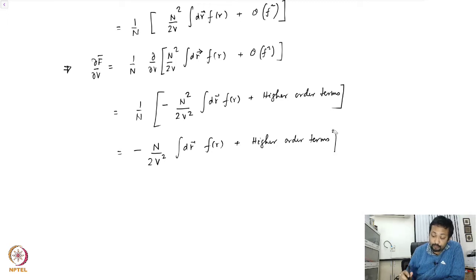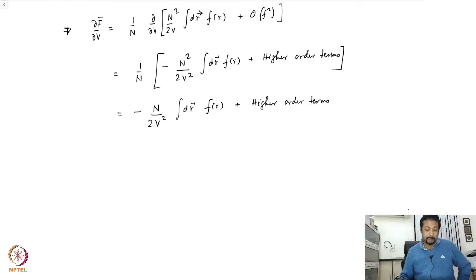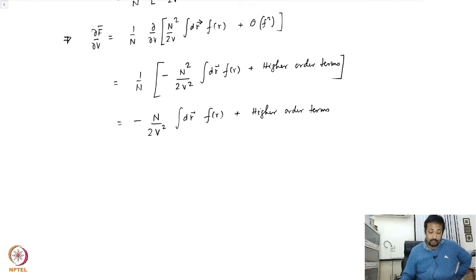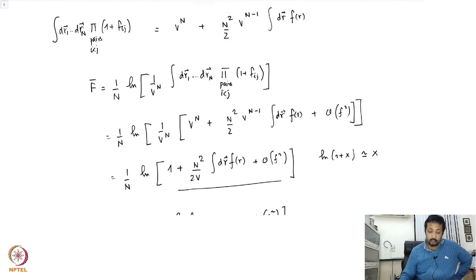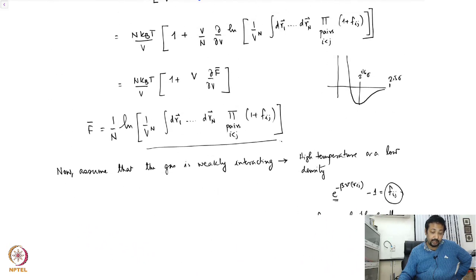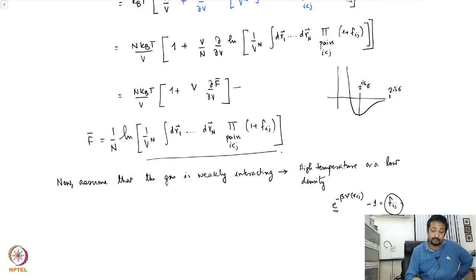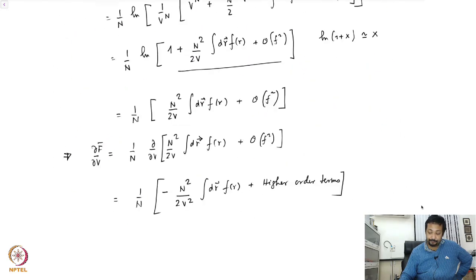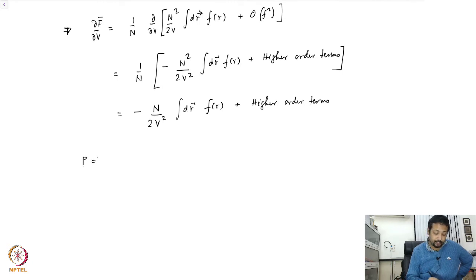But with this, it is understood that I'm only looking at the low density limit or high temperature, right? Good. So now let's go back to the expression for the pressure. The expression for the pressure was very simply this. So the thermodynamic pressure was N k_B T divided by V.